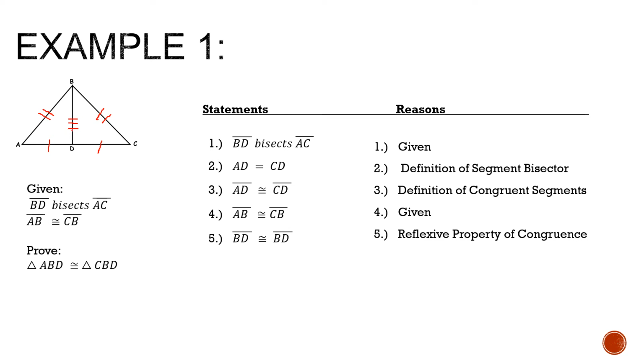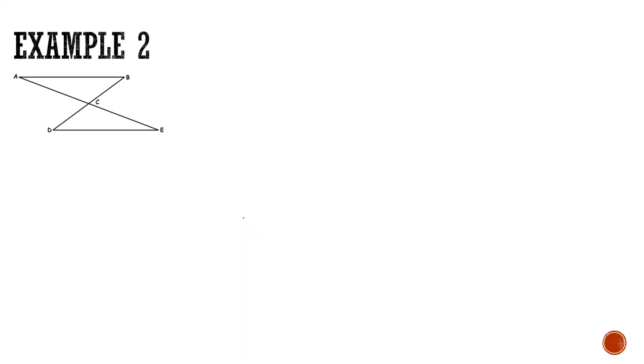So now I have my three sides right here congruent to each other. So based on that, I can now state that the triangles are congruent. And what's my reason? Side, side, side. You don't have to write out side, side, side postulate. You can just put SSS. That's a standard abbreviation. Let's take a look at our next example.